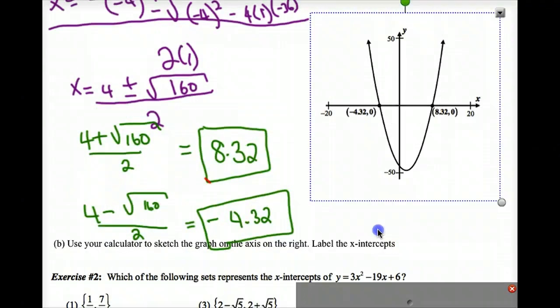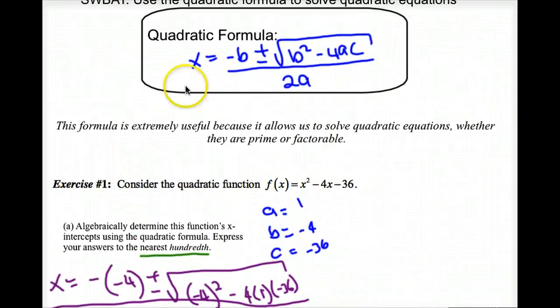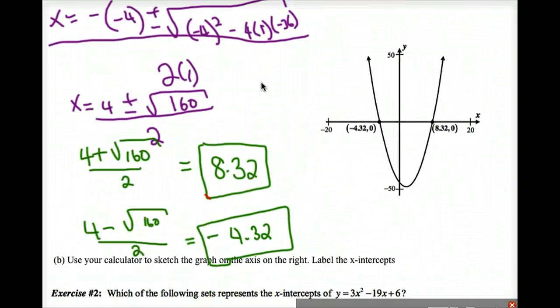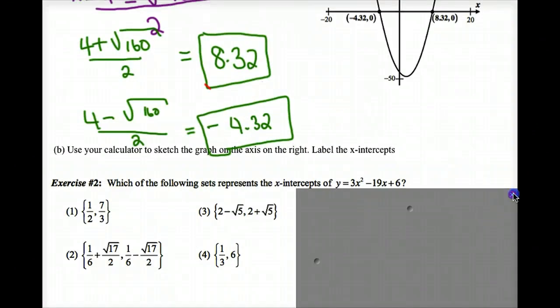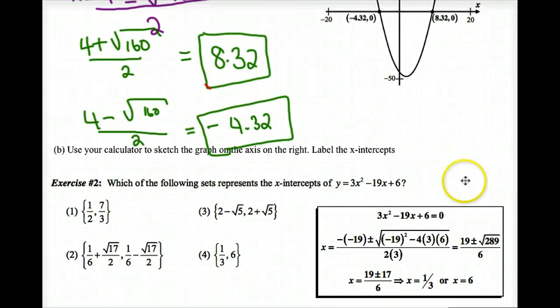Use your quadratic formula from all the way up here. Plug in my a, b, and c, and you should have something like this. So I make my equation equal to 0. Use my quadratic formula, just to write it out here. In this case, my a is 3, my b is -19, and my c is 6.